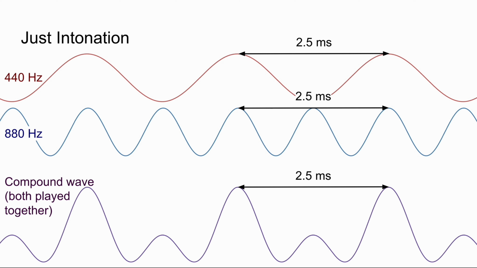The position of the wave is called the phase of the wave, and I've included an interactive graph in the description of the video if you're curious about what would happen if we shifted the phase of one of the waves. The important thing to know for now is that if we shift one of the waves, the resulting compound wave would have a different shape, but would still possess a repeating pattern every 2.5 milliseconds. Let's look at another consonant interval before we move on to a dissonant one.